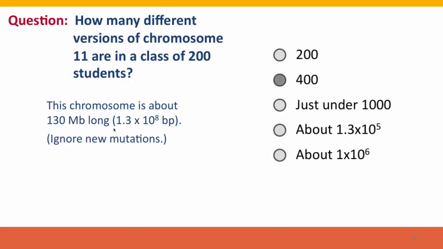And the answer is, oh, you didn't need to know how long the chromosome was at all. There's only 200 people in the class, so there can only be 400 total versions of the chromosome. It's unlikely that any of them are going to be identical because the chromosome's so big. Every one of them is almost certainly going to be different. So 400 is the right answer.